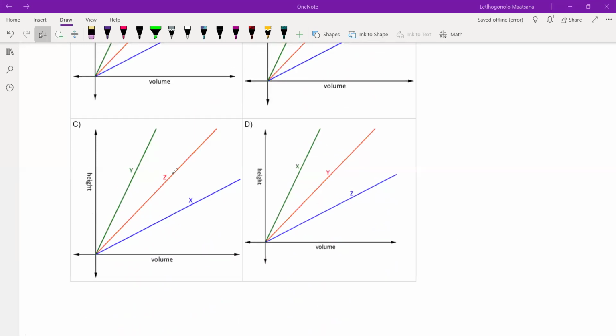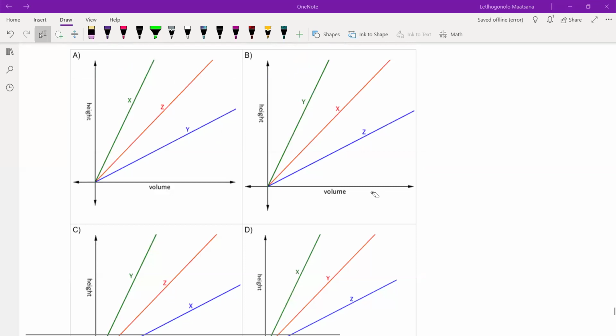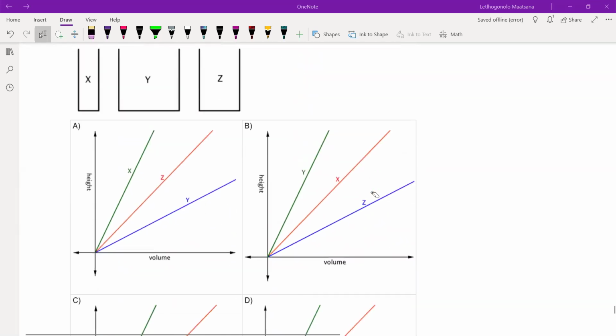Here we would have Y being the first one, again incorrect. Here we would have X being the first one, but the problem now is that Y is the second one and not Z, and we want Z in this case to be the second one. So we can say that A here is the correct answer.